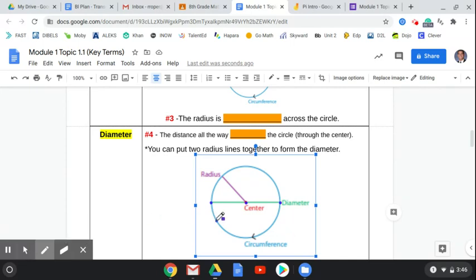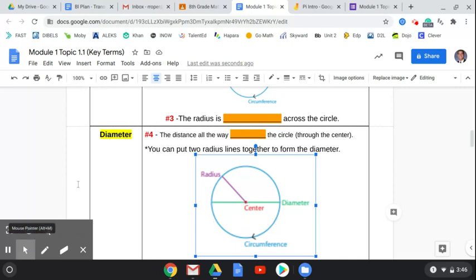Okay, what if I did this though? What if I went from this edge? Let's assume that's a straight line. Is that a diameter? I went from one edge to the other edge, Mr. Roper. Isn't that a diameter? You should say no, right? Did it go through the center? No. Okay, so from one edge of the circle to the other edge through the center, that makes up a diameter.